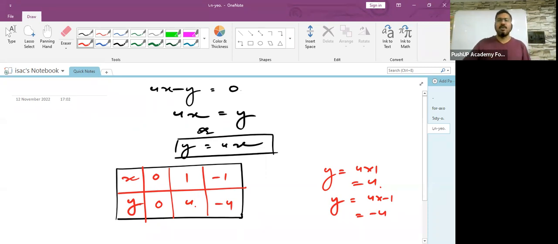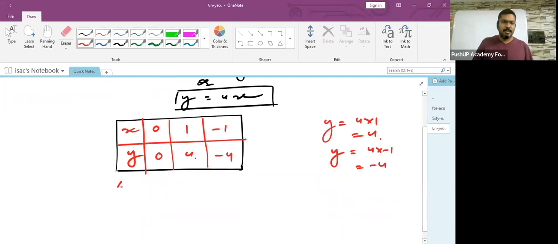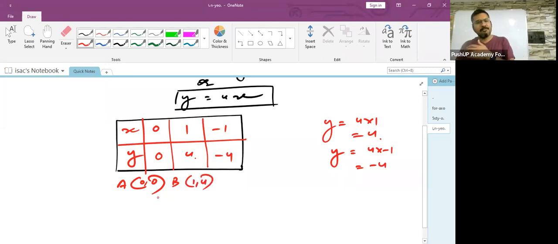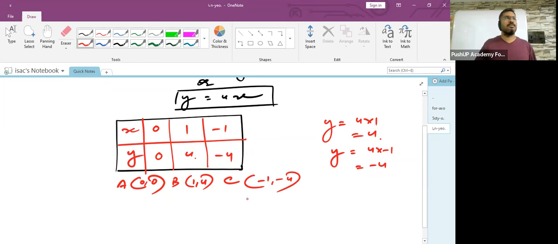0, 0 is what? The origin, right? Point A, 0, 0 is the origin. Point B, 1, 4. Both x and y are positive, so it will come in the first quadrant. Then the last one is C, which is minus 1, minus 4. Both x and y are negative. So which quadrant, Steve? Third quadrant. Very good. So origin, first quadrant, third quadrant, isn't it? Connect all the 3 points and you will get a straight line.